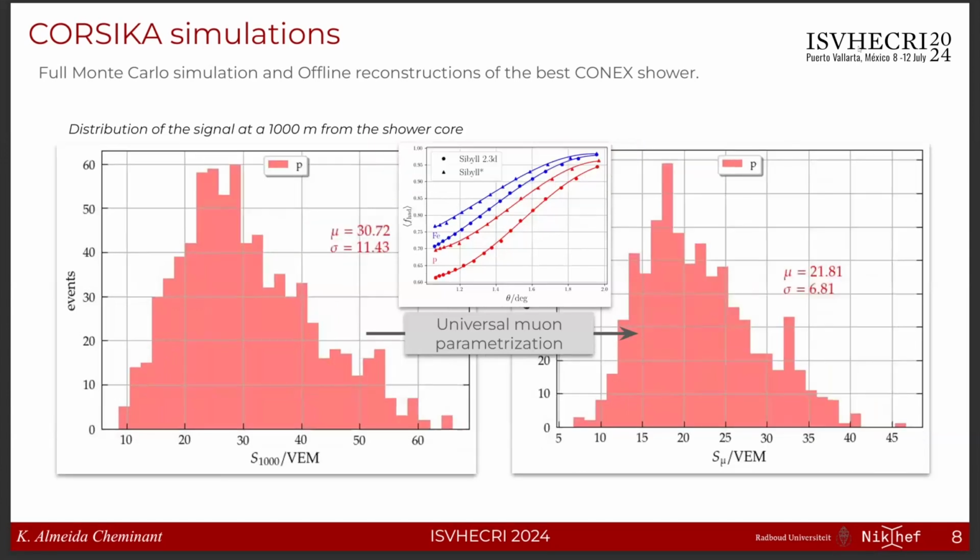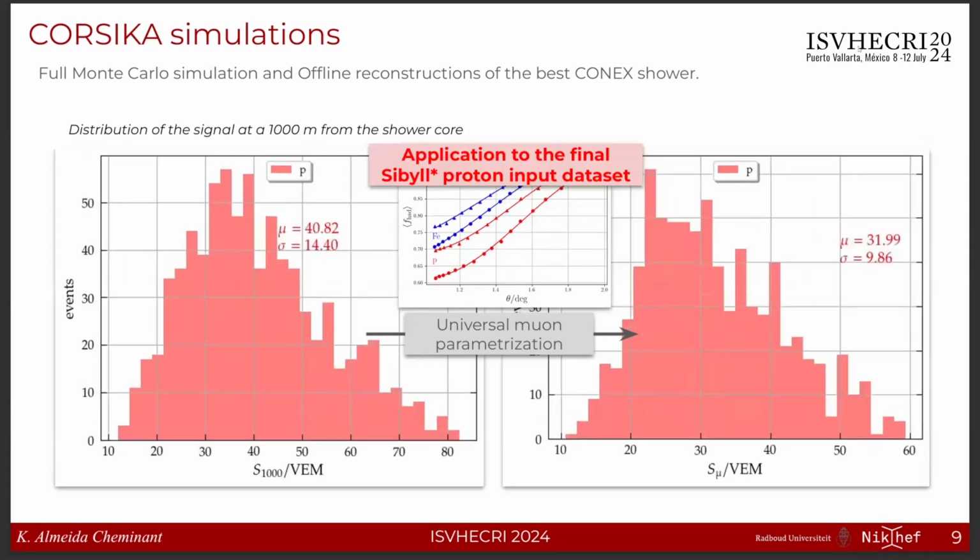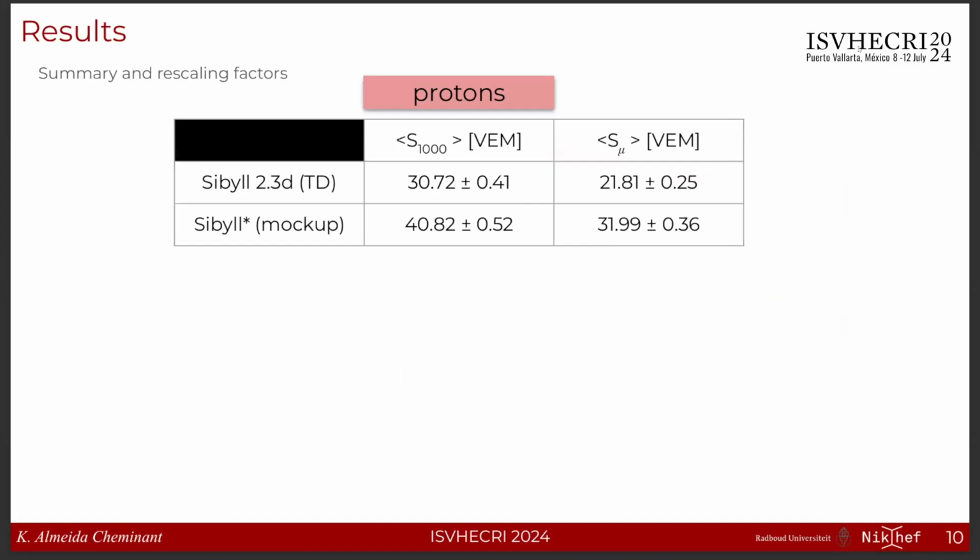So you see here, it was for my simulation with CORSIKA 2.3D, but you can also do the same with the mock-up dataset because, well, you're working with simulation, so actually it's quite easy to do. And here, this is kind of a summary of the results you get. So you have S1000 in the first column and S mu, the average values for S1000 and the average values for S mu for the simulations that you just performed with the top-down, and also for the mock-up dataset that you had as an input.